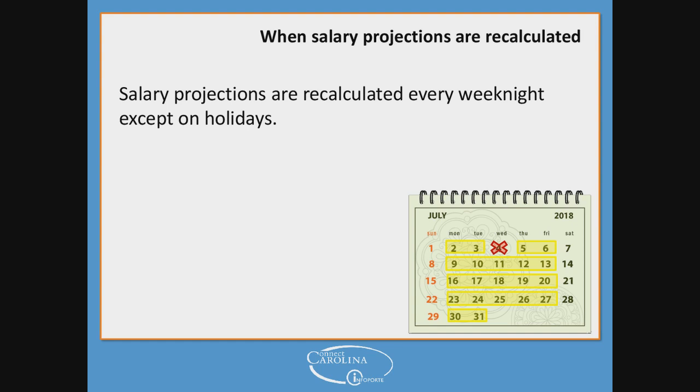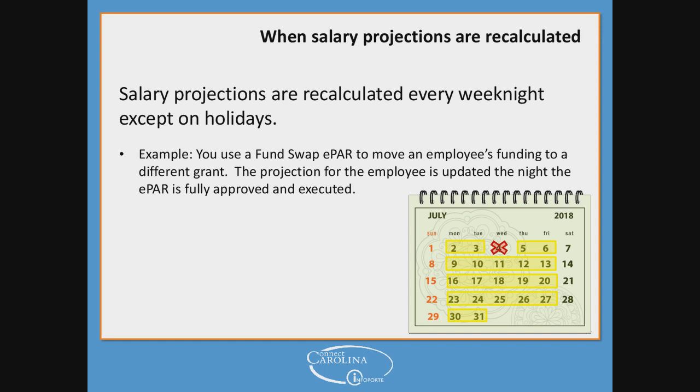Okay, so now we're going to talk a little bit about when they're calculated and then recalculated. Salary projections are recalculated every weeknight except on holidays. What that means is that somebody with HR access would use a funding swap EPAR to move an employee's funding to a different grant, say. And so the projection for that employee is going to be updated the night that the EPAR is fully approved and executed. So again, not when the person creates it, but once it's approved and it is scheduled to be paid that way. So after it's been executed, that night is when the projection would be updated.